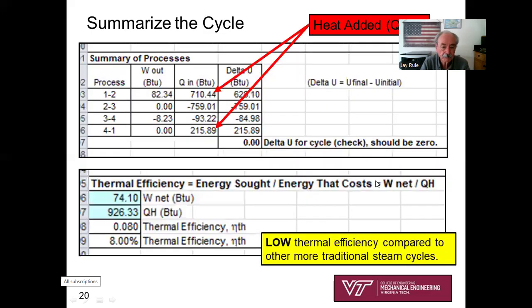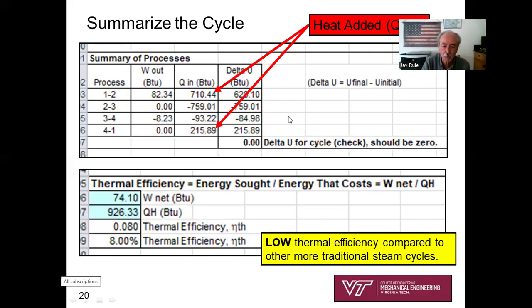Now I can summarize the cycle. I can apply my first law. I think I didn't show my work for each of my four processes, did I? Let's go back and check to see if I did do that. Well, no, I did not. So I'm going to have to apologize for not showing a complete good solution of applying the first law to solve for the heat added.